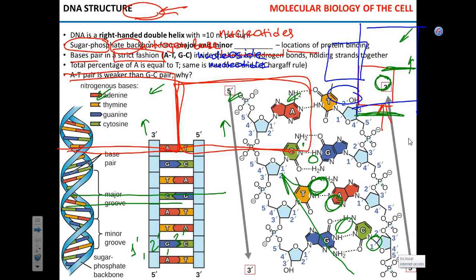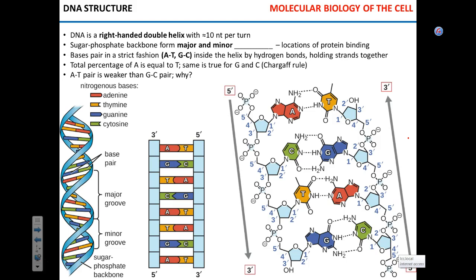So these nucleotides are arranged into a double-stranded, double-helix molecule. It's right-handed, which means it rotates clockwise, with approximately 10 nucleotides per turn. This is a great example of DNA. If you look at this double-helix molecule, you will notice that there are two grooves, the minor groove and the major groove. I highlighted the minor groove with a red color and the major groove with a blue color.